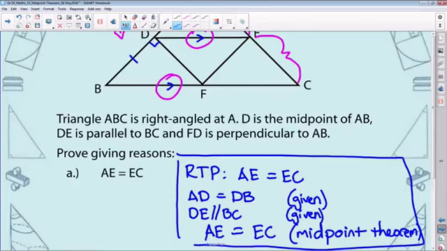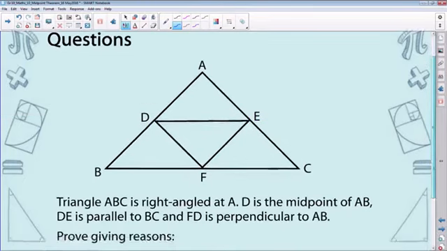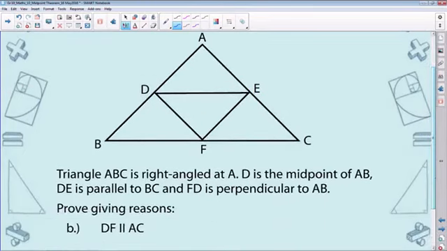And the next part says, we've got the same diagram. We need to prove that DF is parallel to AC. So we have our given information, which I'll just draw in quickly. And then we have what we proved just now, where that is equal to that. Now we need to show that DF, that line, is parallel to AC, that line.